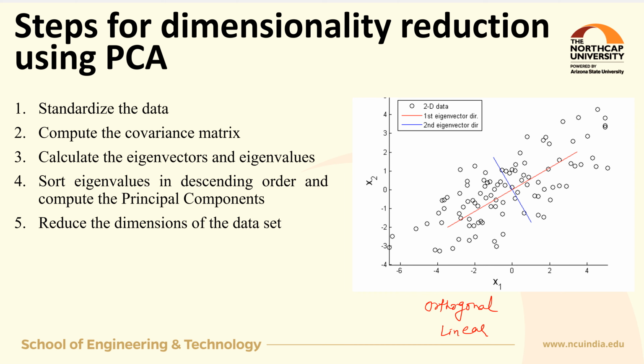Now let's talk about different steps required for dimensionality reduction using PCA. The very first step is to standardize the given data. Second, compute the covariance matrix. Third, calculate the eigenvectors and eigenvalues. Fourth, sort these eigenvalues in descending order and then compute the principal components. And lastly, taking the top principal components from the extracted ones into consideration, we can reduce the dimensions of the data set.